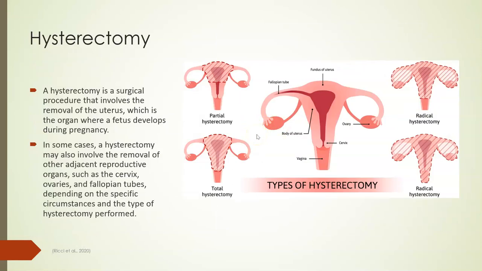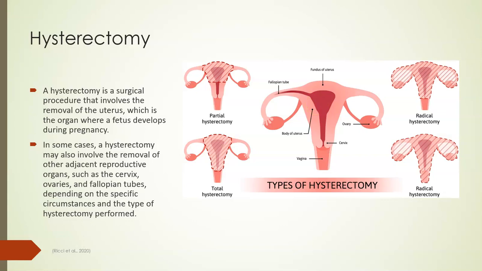So the next terminology is hysterectomy. A hysterectomy is a surgical procedure that involves the removal of the uterus, which is the organ where the fetus develops during pregnancy. Remember, I showed you early on where the ovaries release the egg into the fallopian tube. After it's released and fertilized, that means the sperm and the egg come together, or the egg is penetrated by the sperm, then it travels and is lodged or implanted in the uterus, okay? So this is where the fetus develops and grows during pregnancy.